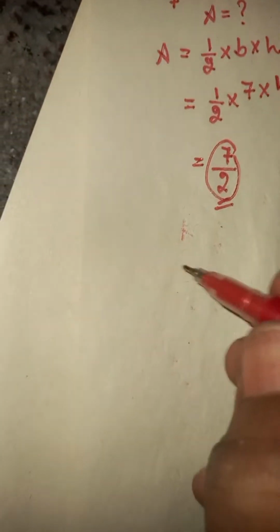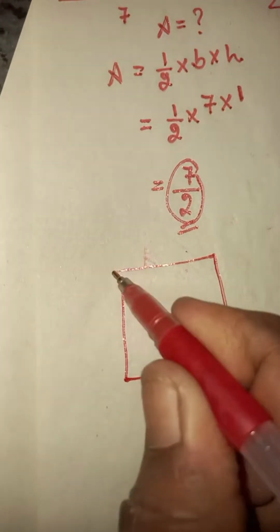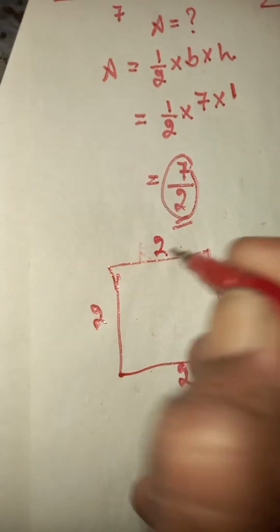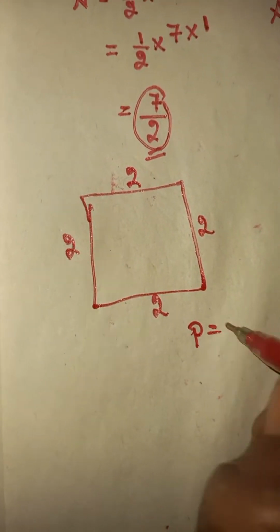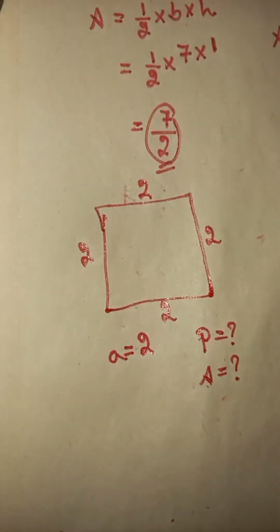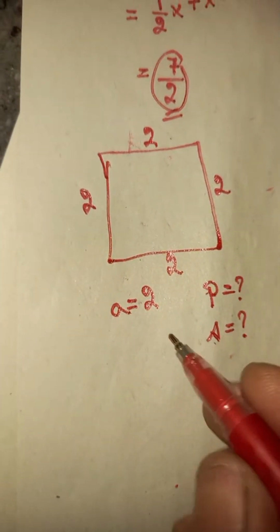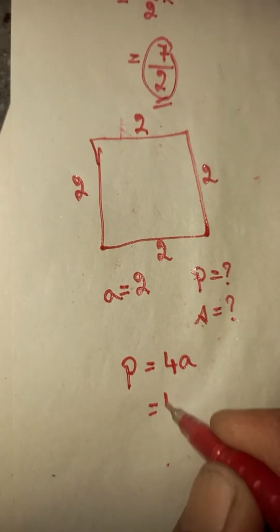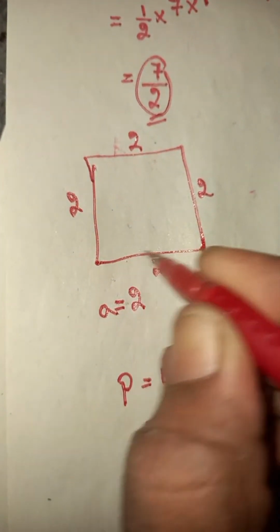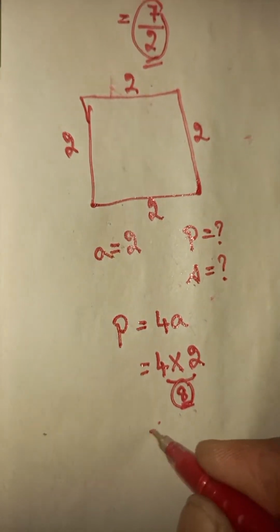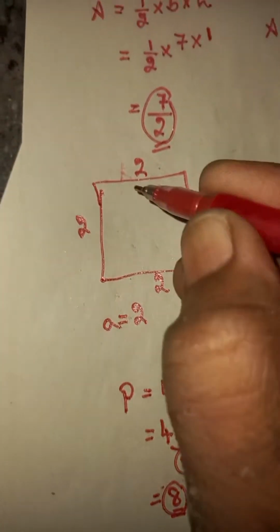Let's take another square. In this square, all sides are 2 units. When all sides are 2 units, you need to find the perimeter and the area of the square. The perimeter is 4 times the side length, so 4 times 2 units, which becomes 8 units. So 8 units is the perimeter of this square.